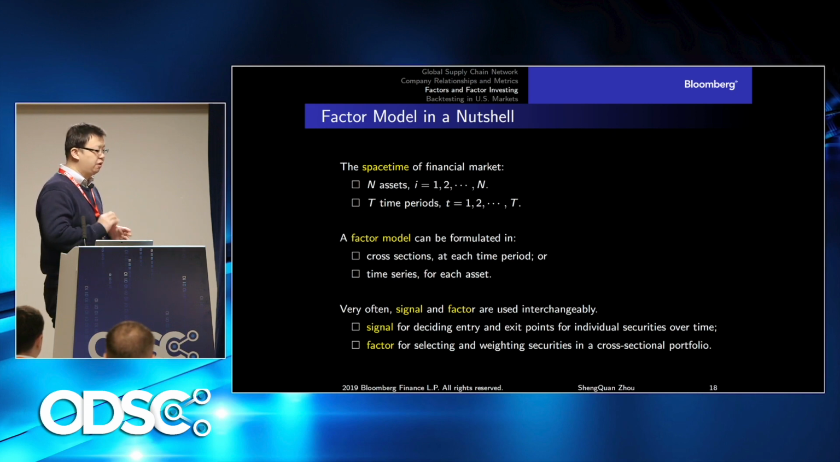Another way is operating on the time axis. You focus on one particular asset, and you decide your entry and exit position along the time for this particular asset, and do the same thing for each asset individually.